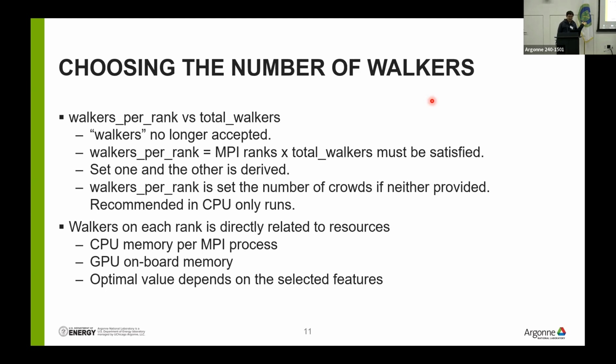If you set one, the other one will be derived. But if you don't set anything, which is actually recommended for the CPU, by default the workers per rank is set to the number of crowds. The number of crowds defaults to the number of OpenMP threads. So you actually have 1 worker per thread. Everything's good, so you don't need to set it. I should add, this is the long-established behavior of the current code. So everything is handled for you automatically in this case.